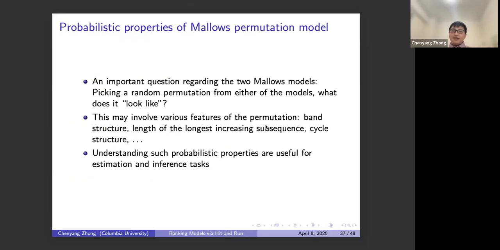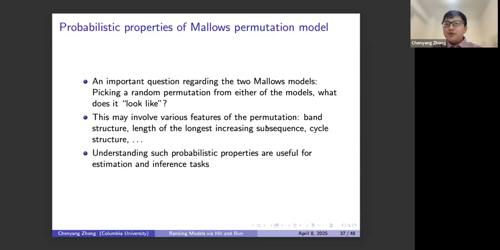And lastly, I would also like to comment that the hit and run algorithm that we have developed is not only useful for sampling from those Mallows permutation models, it can also be used as a theoretical tool for establishing certain probabilistic properties of the Mallows model. So, the idea is that for both of the Mallows models, we can consider permutations picked from them.